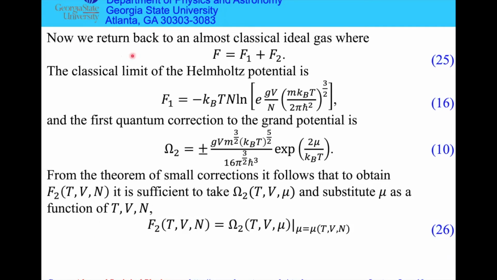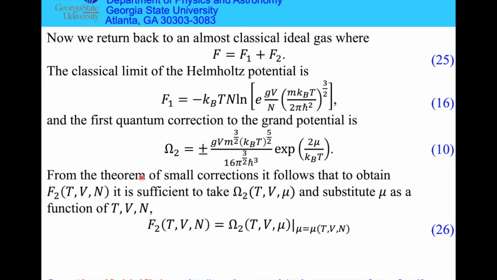Now let us return back to an almost classical ideal gas, where F is equal to F1 plus F2. So the Helmholtz free energy consists of two parts. F1 is the classical limit, the Helmholtz free energy of a classical gas, and F2 is the leading quantum correction. The classical limit we know, given by equation 16; we also found it earlier in the course from the Gibbs distribution. The first quantum correction to the grand potential is given by equation 10. I'm just reproducing it here.